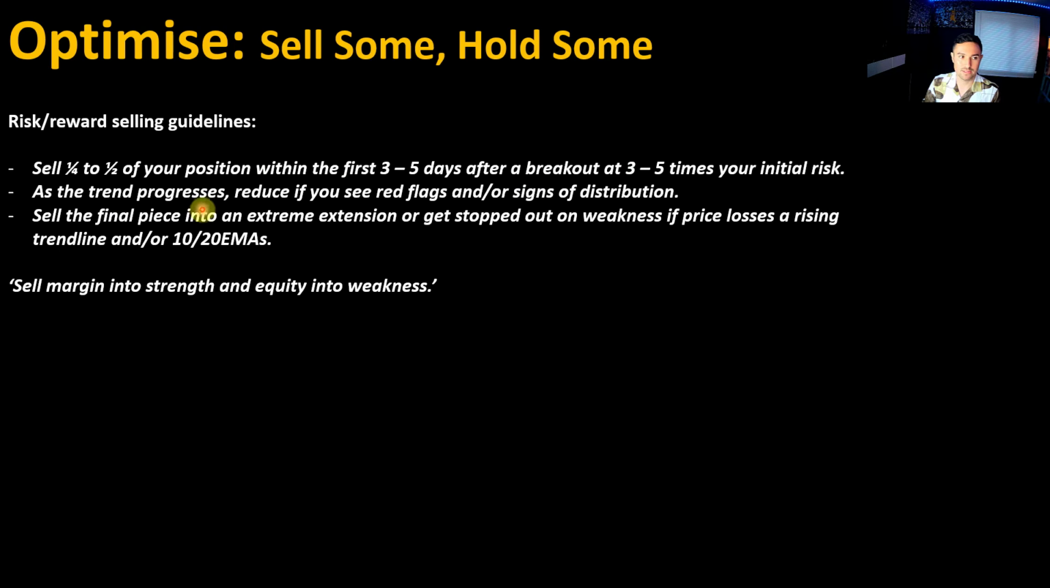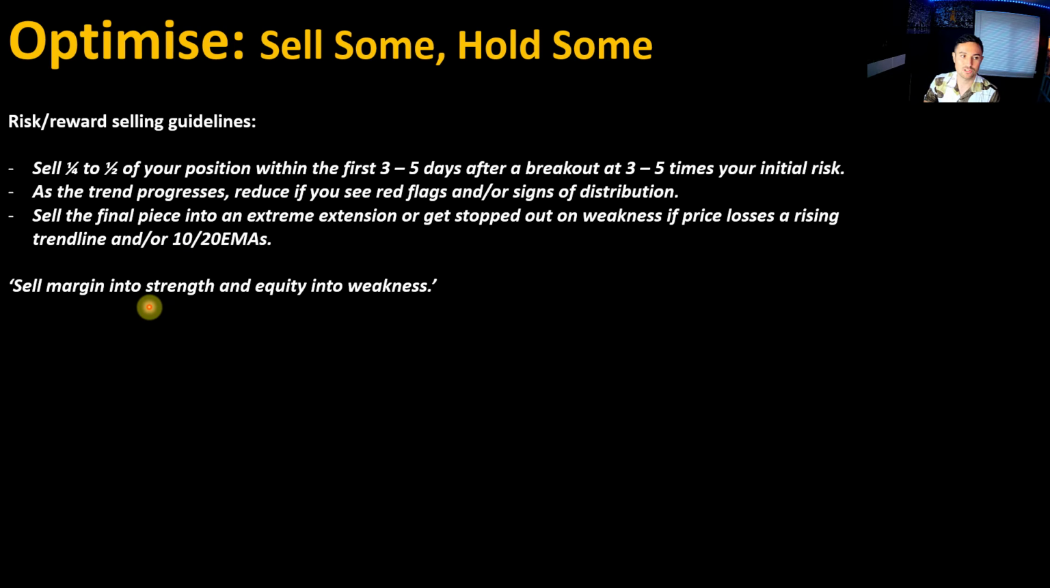As the trend progresses, reduce if you see red flags and or signs of distribution. That could be wedge drops, bearish synchronicity bars, gap up bars that are then fading, everything we've been covering. Sell the final piece into an extreme extension, or get stopped out on weakness if price loses a rising trend line and or the 10 and 21 EMAs. Remember, Oliver's saying use whichever moving average works best for the stock, what the stock has respected.